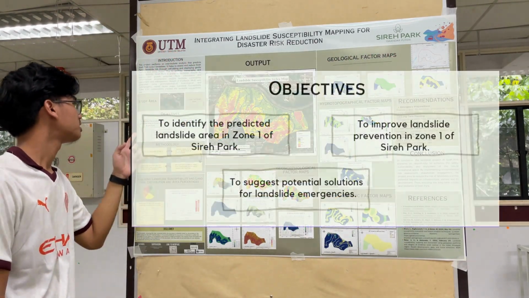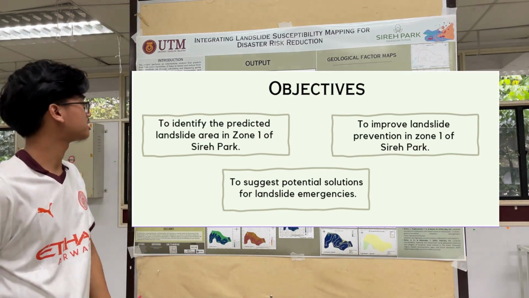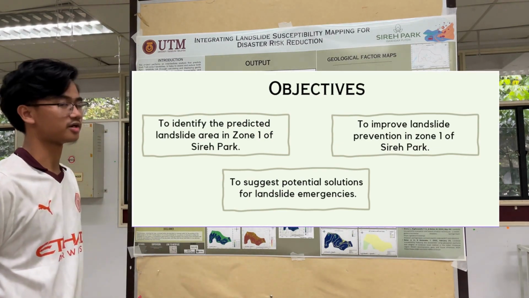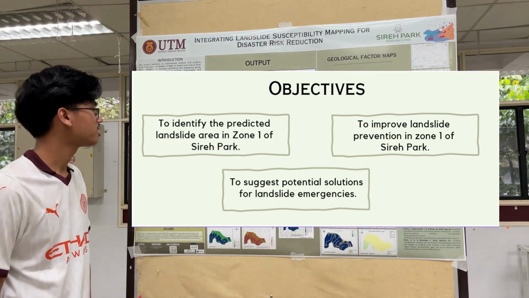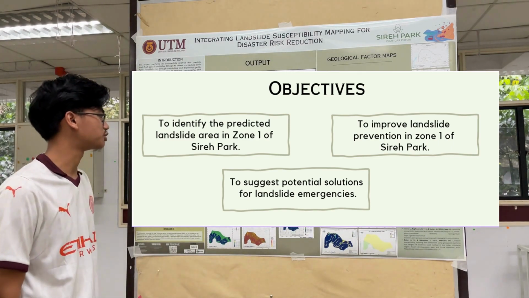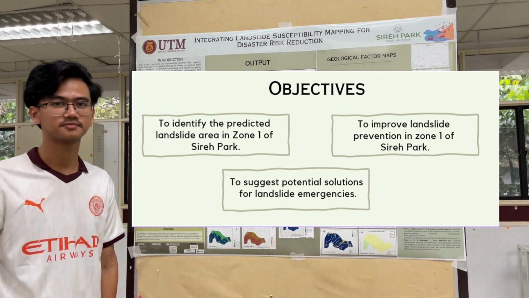For the objective, we first want to identify the predicted landslide area in Zone 1 of SIREH Park. Next, to improve landslide prevention in Zone 1 of SIREH Park. And lastly, to suggest potential solutions for landslide emergencies.